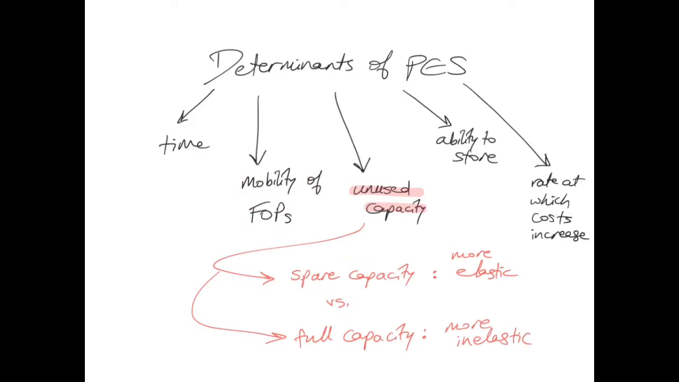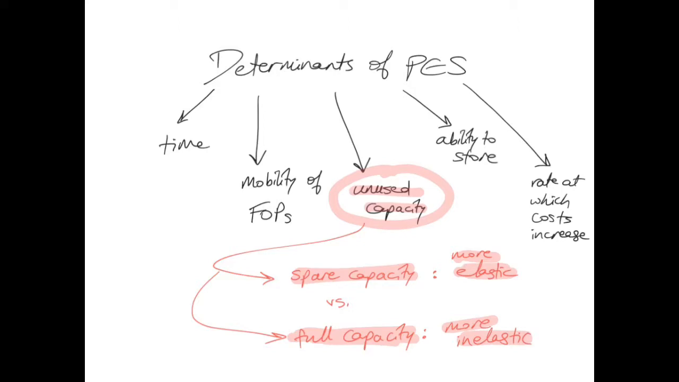The third determinant is the level of unused capacity. If the business has some spare capacity, if they have some machines that are unused or not used at full capacity, if they have some workers working part-time that are not working at full capacity, supply will tend to be more elastic because producers can respond to a rise in price by increasing quantity supplied. But if the business is operating at full capacity, so all machines are used at full capacity, all workers are worked overtime, not just full-time, supply will tend to be more inelastic.